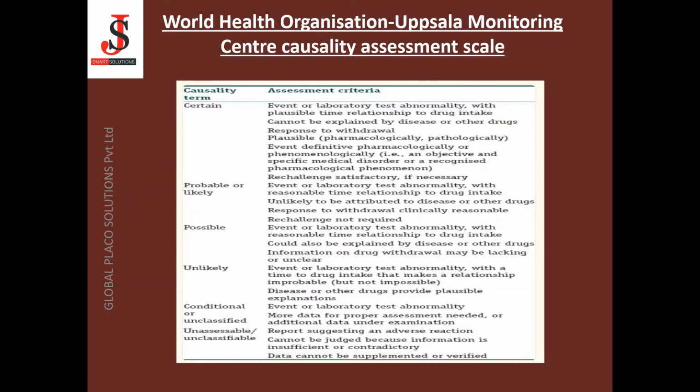This is the World Health Organization Uppsala Monitoring Center causality assessment scale, that is we have certain, probable or likely, possible, unlikely, conditional or unclassified, unassessable or unclassifiable. So depending on the assessment criteria, you assess the causality term, whether it is certain, probable or likely or possible or unlikely. Please go through this. I will give you some time to go through this.